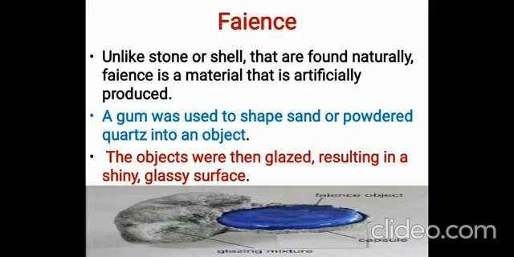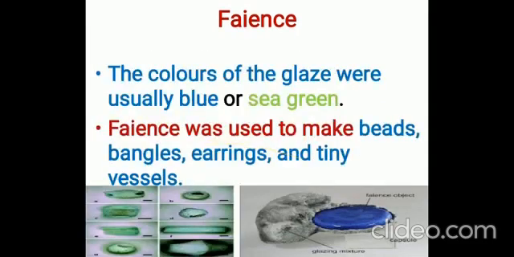So you can see this blue color object. This is faience. When the powder is mixed with the gum, a shape is made, and then that shiny glazy surface is faience. From this, many types of ornaments and vessels, earrings and bangles are made. The color of the glaze was usually blue or sea green. So faience was of blue color and sea green color.